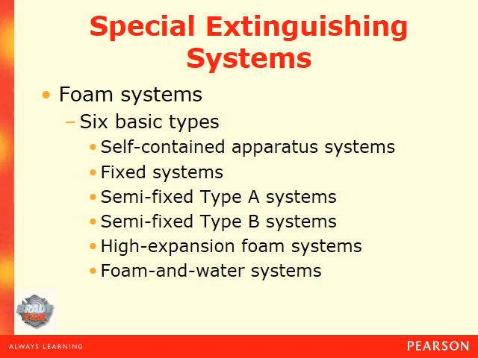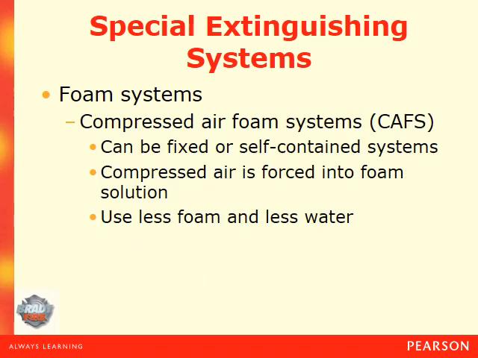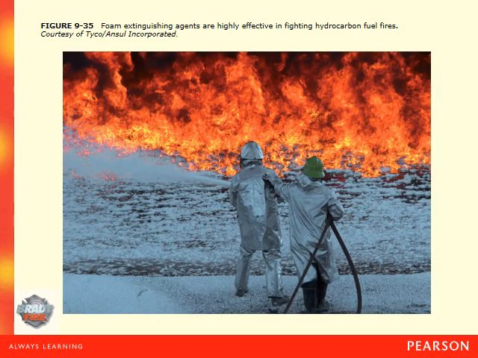There are 6 basic types: a self-contained apparatus system, a fixed system, semi-fixed type A, type B, high expansion, and foam and water system. They can also be compressed air foam systems known as CAFS. They can be fixed or self-contained systems, and basically they compress air which is forced into the foam solution. This uses less foam and less water. Here's an example of a foam extinguishing agent being used on a hydrocarbon fuel fire.